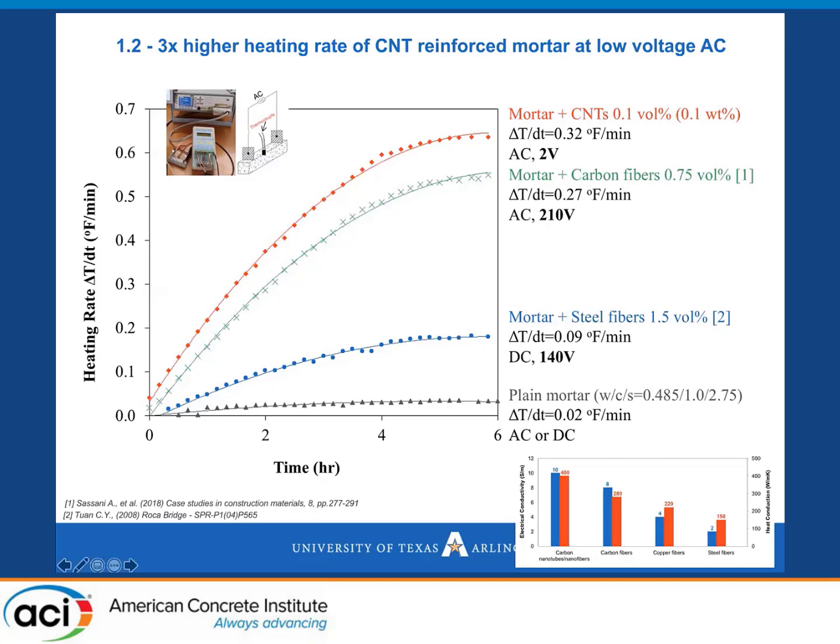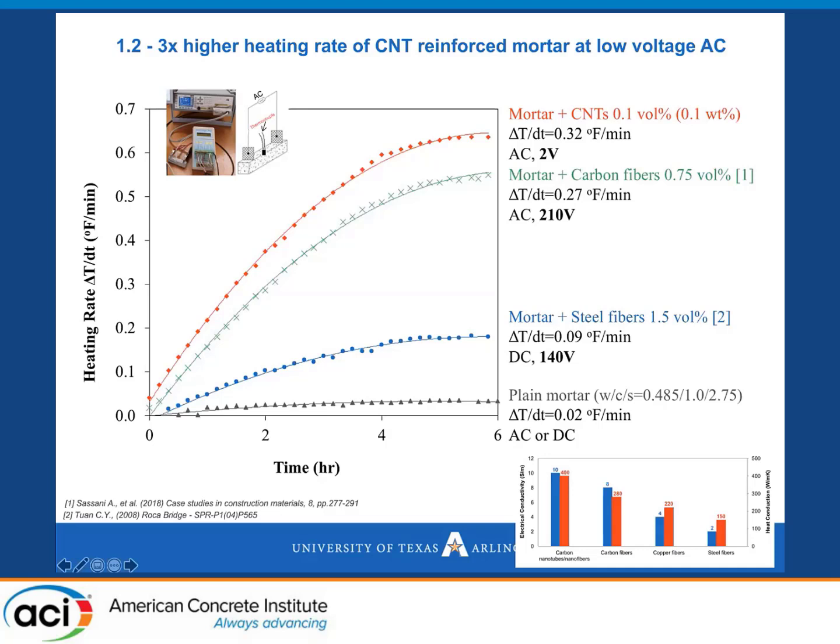So this fourth curve I added in this figure concerns mortars with CNTs, reinforced mortars with CNTs at an amount of 0.1% per volume. This is a very low volume for CNTs, but under this very small amount, we observe that we are able to induce about 1.5 to 3 times higher heating rate. But please notice that now we have used a very low voltage of 2 volts.